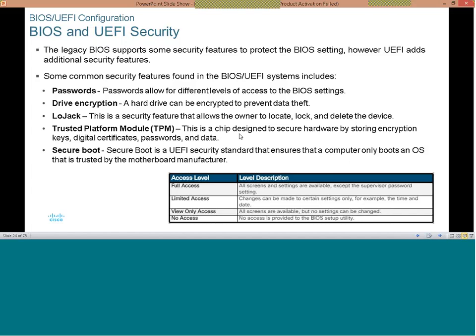Once you get to the BIOS setup, it's expected that you have access to all the security features. And then secure boot, which is a UEFI security standard that ensures the computer only boots an OS that is trusted by the motherboard manufacturer. So it could be selected such that you're sure you're not using an OS that can work against the system. So there are a whole lot of security features we can take advantage of when we get into the BIOS settings on modern computers.